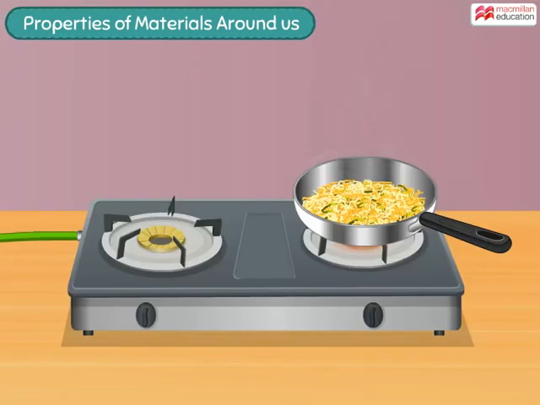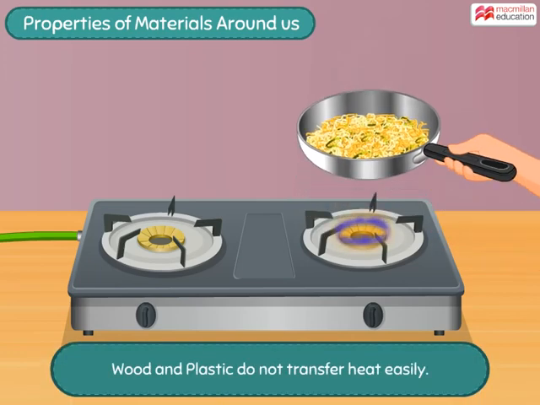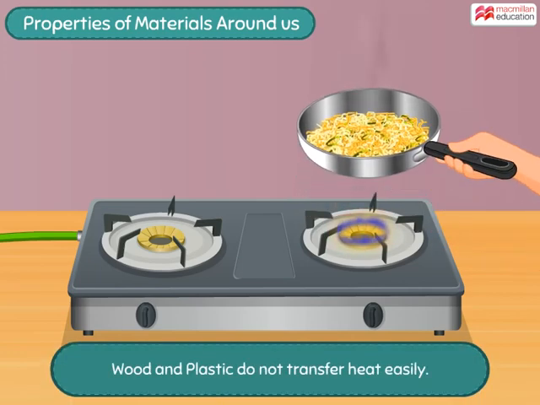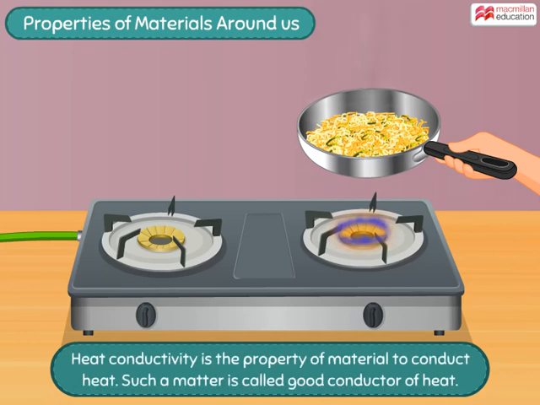Have you ever wondered why frying pans normally have handles covered with plastic or wood? Well, this is because materials like wood or plastic do not get heated easily. With these handles, a hot metal pan can be easily held. This property of material is called heat conductivity.